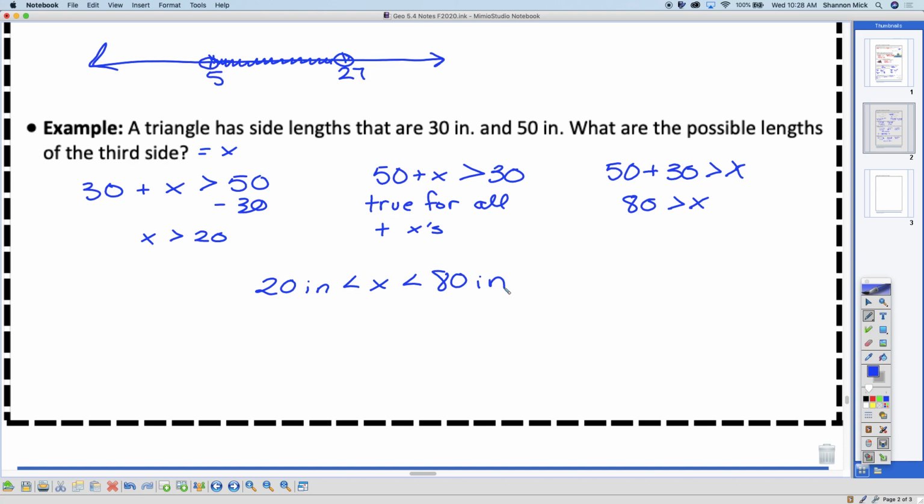20 and 80? Yeah. So x lies somewhere between 20 inches and 80 inches. Can it be 20 inches? No, because that's equal and that won't work, will it? Can it be 80? No. Too big. Can it be 83? No.